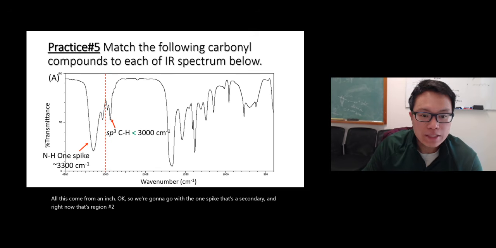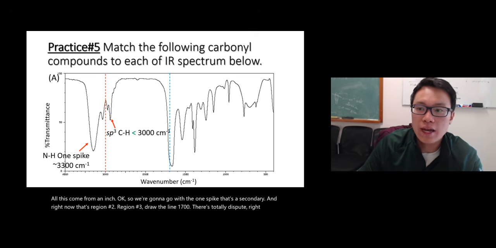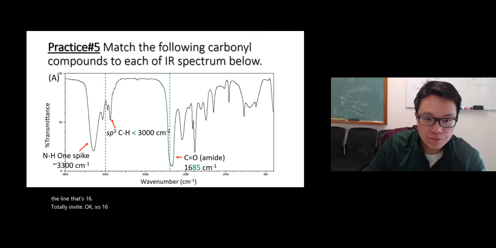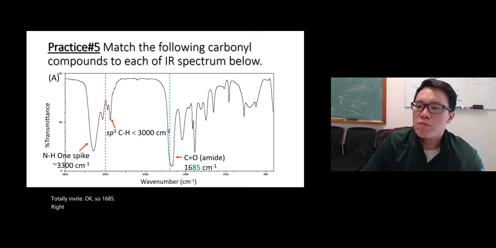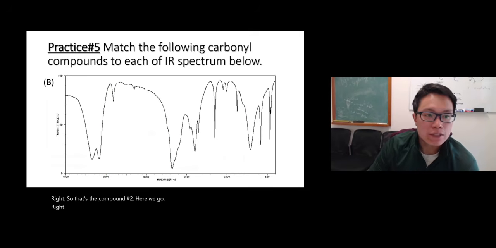Region number 3, draw the line at 1700. This peak right below the line, that's 1685, totally an amide. Okay, so 1685. All right, so that's compound number 2. Here we go. All right, now next one, spectrum B.